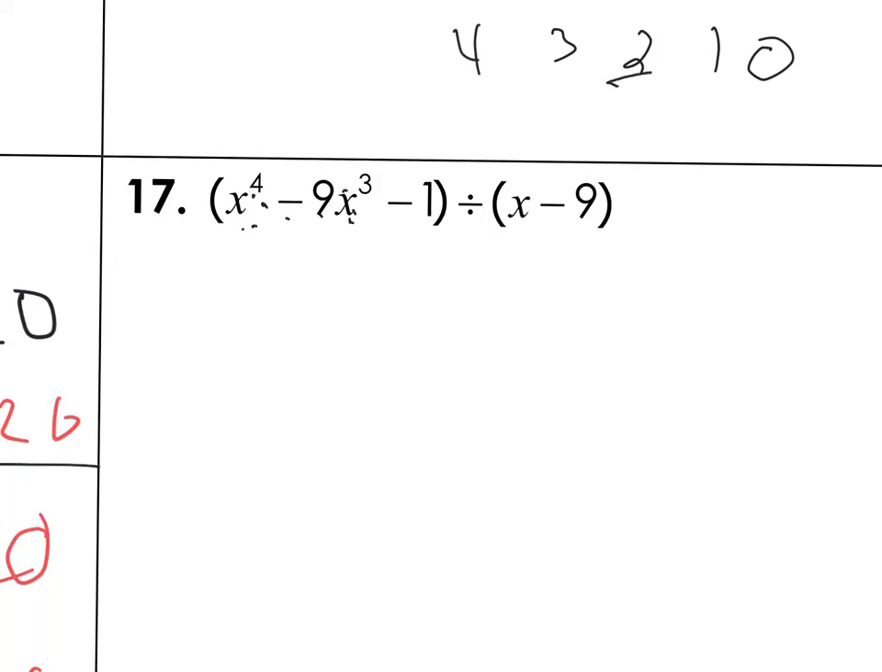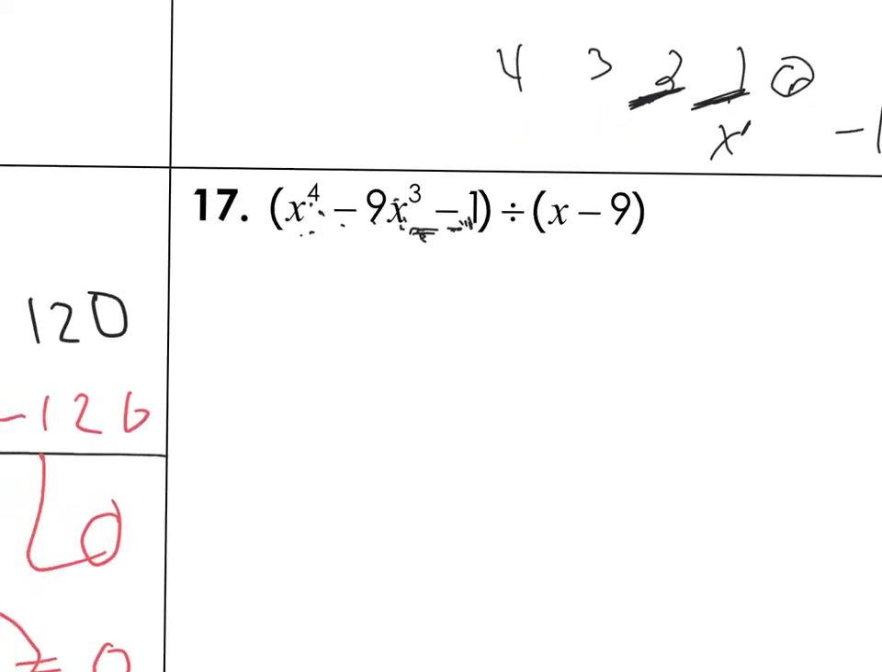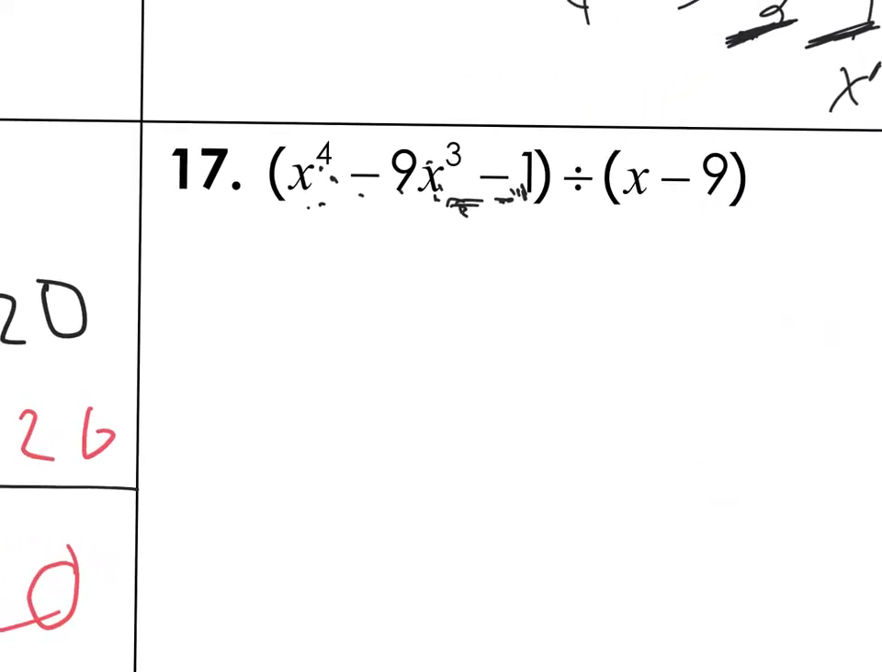I'm missing the x squared. Wait, I'm missing another power. I don't have anything with an x. That would be an x to the 1. I don't have one of those in here either. And I do have the -1. That -1 would be a -1 times x to the 0. So I have the 0 power. So what do I do if I'm missing those powers? You add a 0. We hold it with zeros.